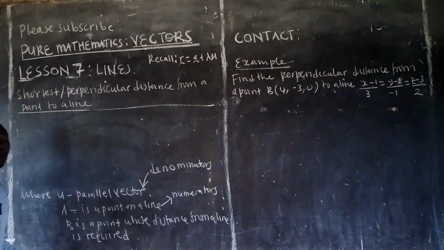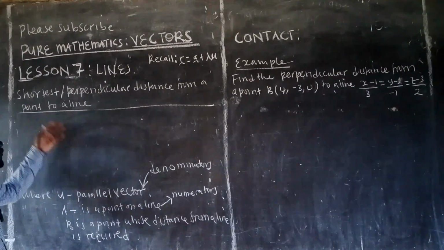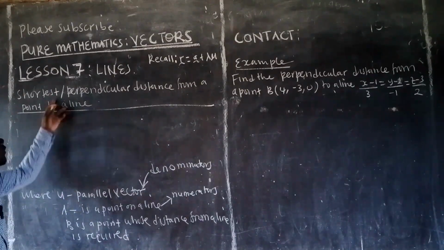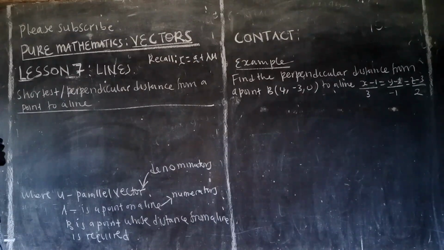All right. Now we are in for lesson 7. Lesson 7, still about lines. And now we are on a subheading, shortest or perpendicular distance from a point to a line. From a point to a line.